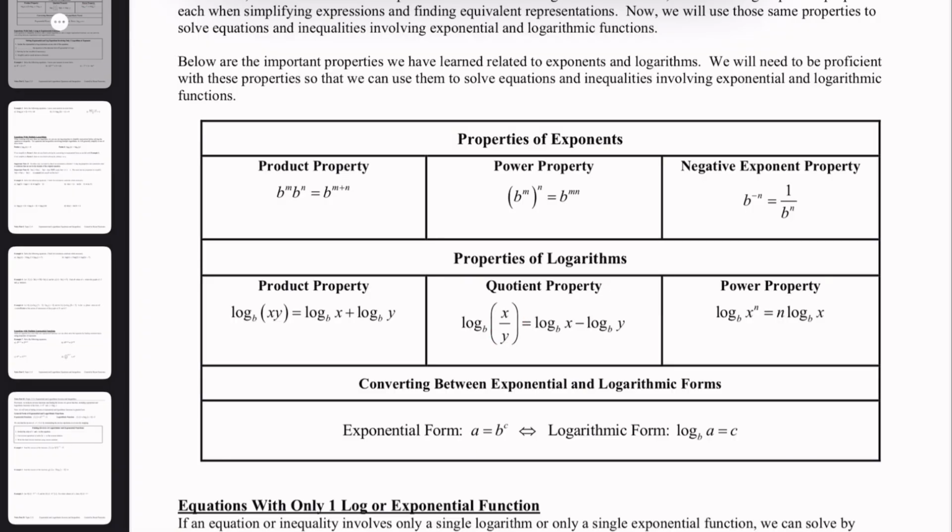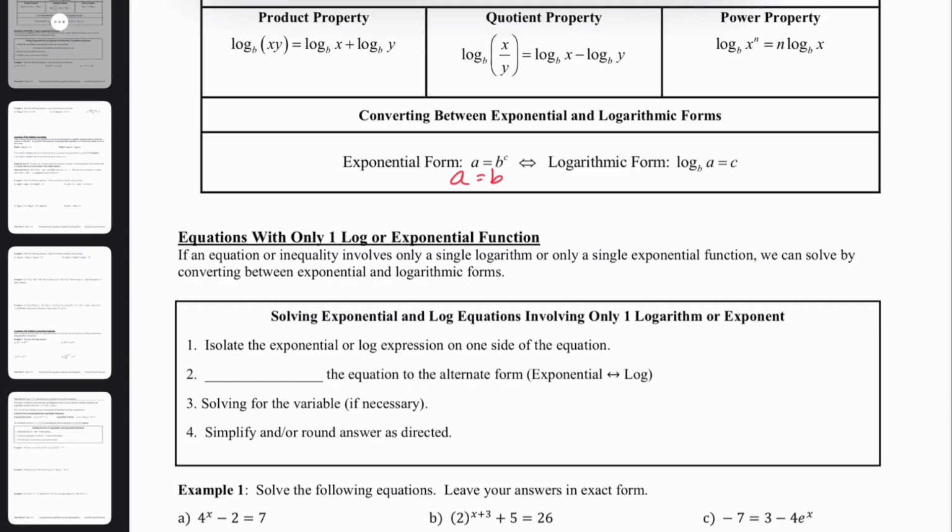Then here's the power property, basically saying that if there's a number in front of the log, then we want to move it over to become the exponent of the a value, because we don't want a number in front. A, B, C, like in the ABC alphabet, of course.